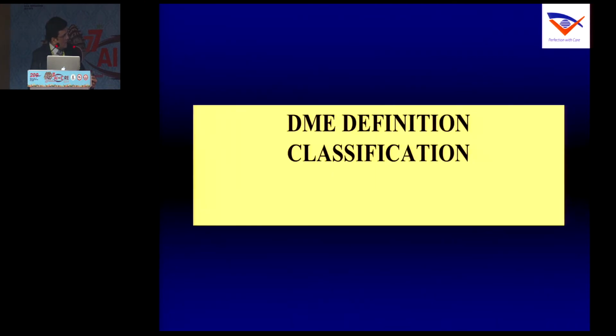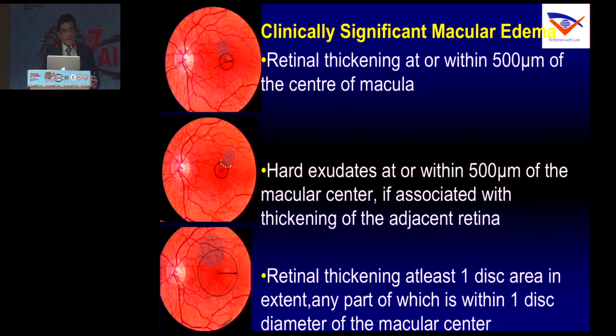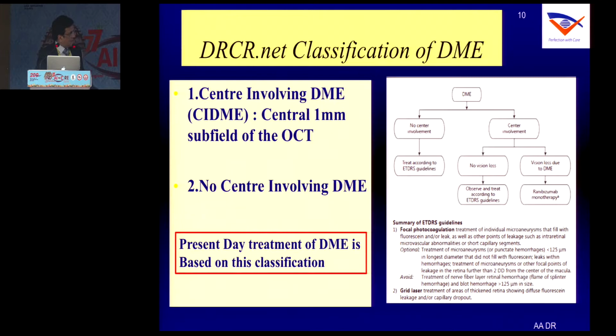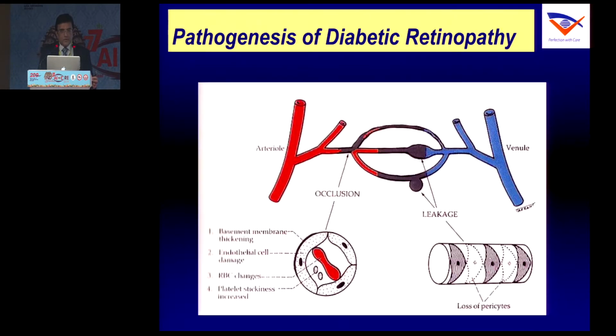So the definition of diabetic macular edema has changed over the years. We used to define clinically significant diabetic macular edema. It's become much simpler now. We have center-involving diabetic macular edema, which is in the central subfield, and you have non-center-involving diabetic macular edema. If you have center-involving DME, you treat it with anti-VEGF. If you have non-center-involving DME, you identify the leaking microaneurysm on an angiography and treat it with focal laser by the ETDRS protocol.